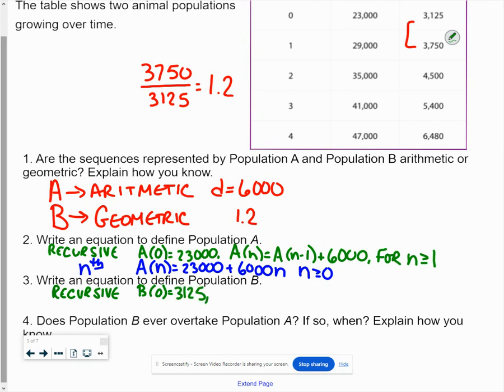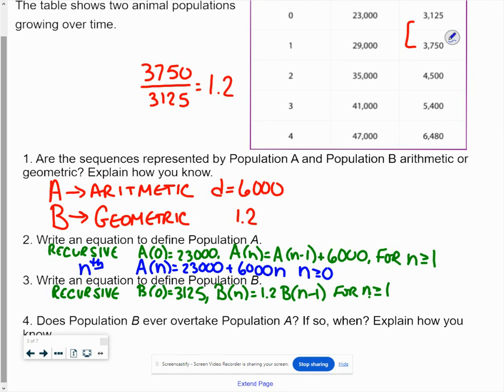And I would say for any term in the sequence, I'm going to take the term before it and multiply by 1.2, right? And then we've talked about you can put the 1.2 in front or behind. I'll write it in front on this one. Okay, so we would take the term before, multiply by 1.2, and this is for n is greater than or equal to 1.